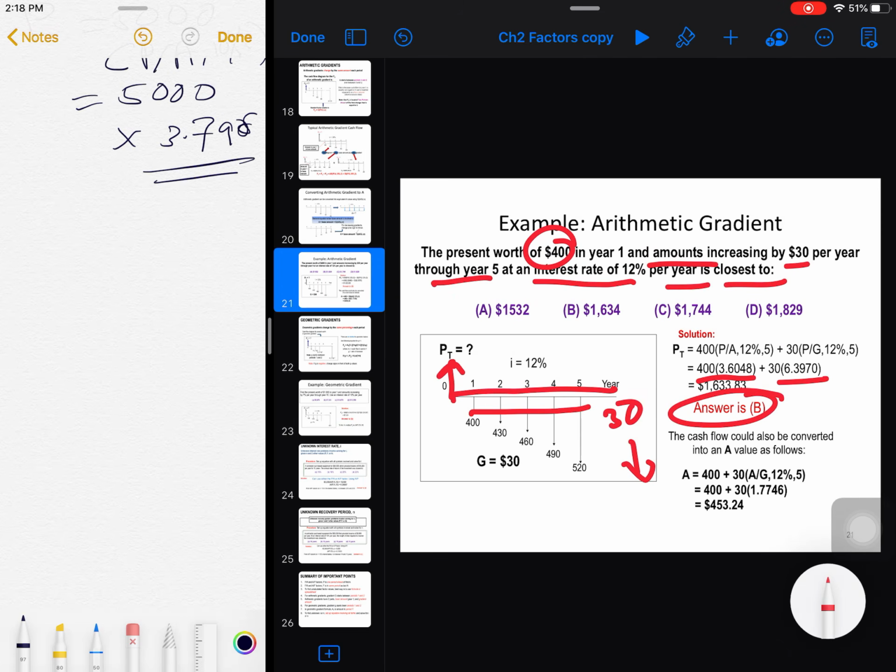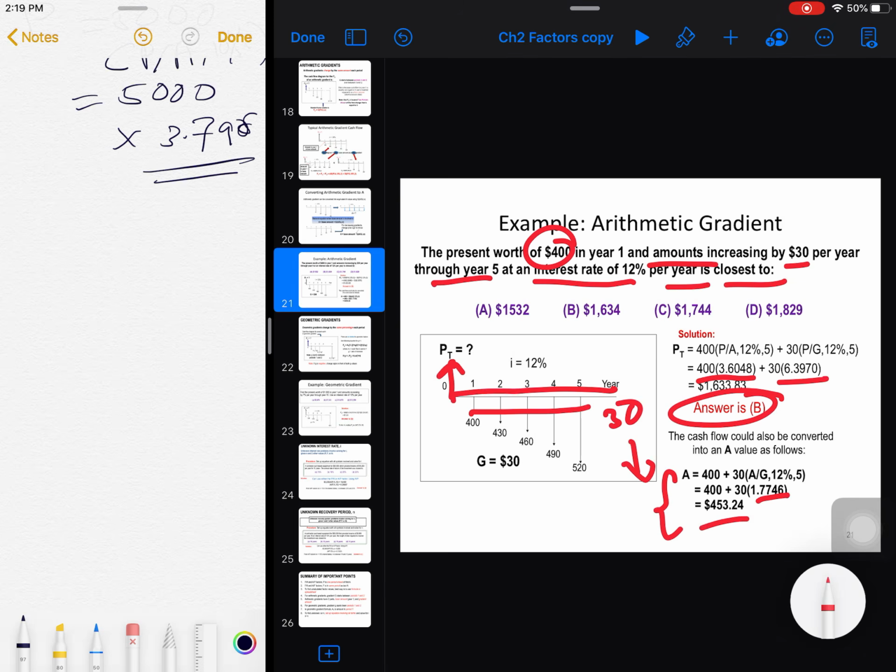Okay, the cash flow could also be converted into an A value as follows. A equals 400 plus 30 times A over G, 12%, 5. So 400 plus 30 times 1.7746, and you get that A equals 453.24. Okay, what does this A mean?